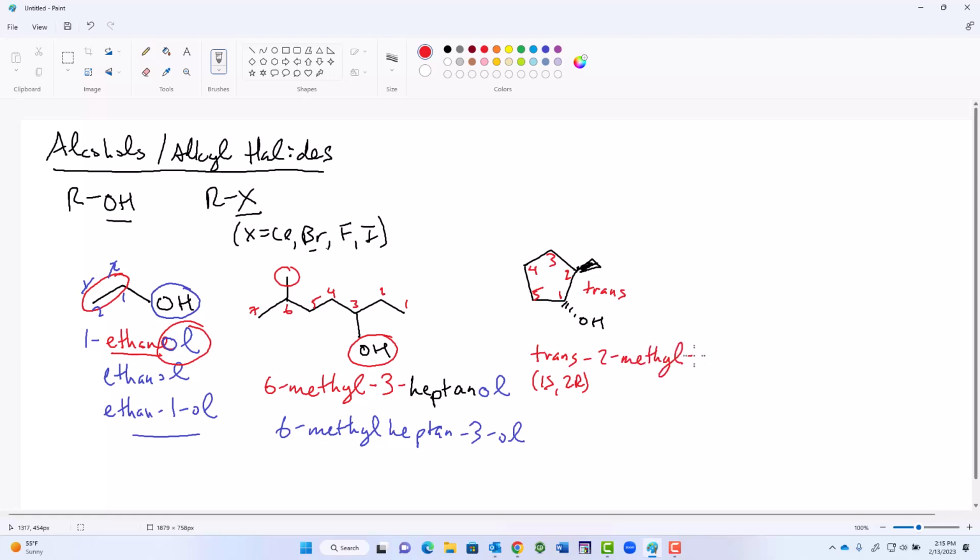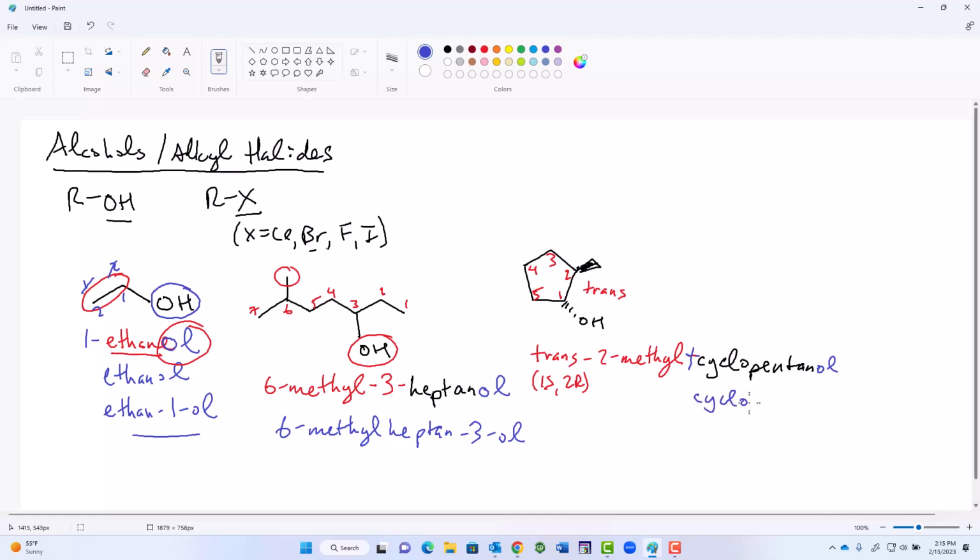And then we're going to name the parent chain. In this case, it's cyclopentane. So we have cyclopentane. And then we're going to name the alcohol. Oh, I forgot the number. We would put the 1 here. 1-cyclopentanol. And again, we could stick that in the middle.